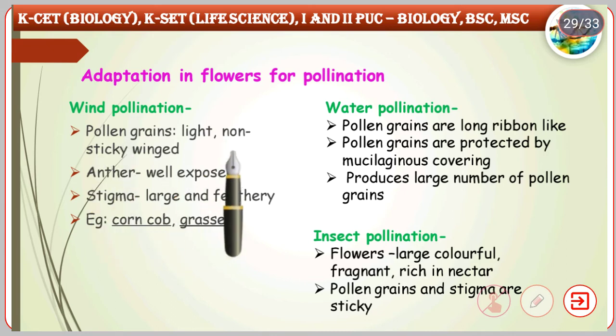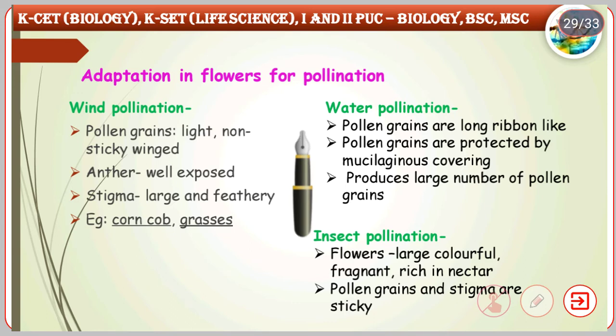And these pollen grains in wind pollination are very light, means weightless, and non-sticky and wingless or winged. Okay, and in these wind pollination flowers, the anther is well exposed, means it is very loosely attached, as I told you. And next, the stigma is very large and feathery. And examples for wind pollination are corn cob and grasses. Okay, so next let us move on to water pollination.